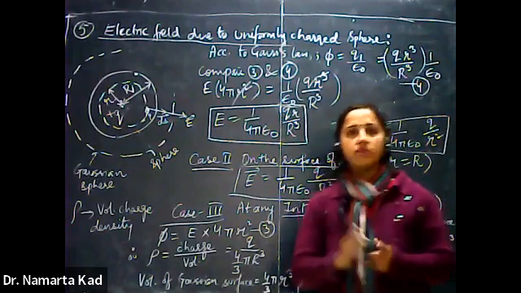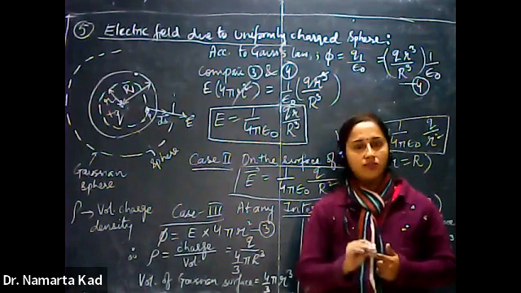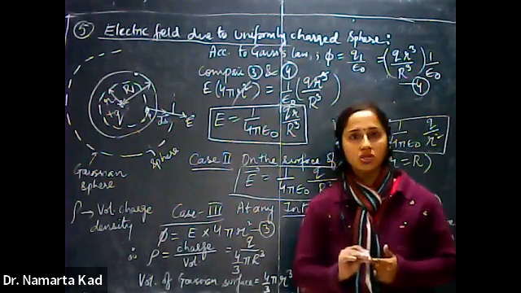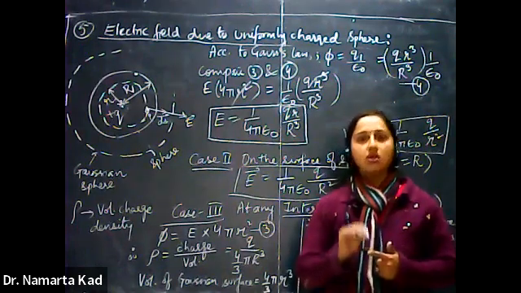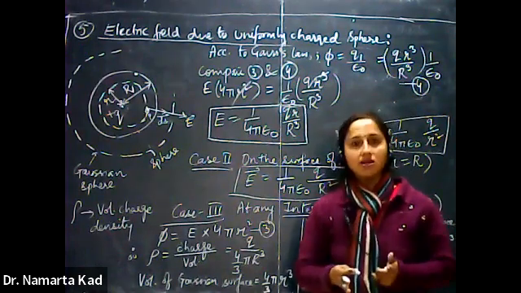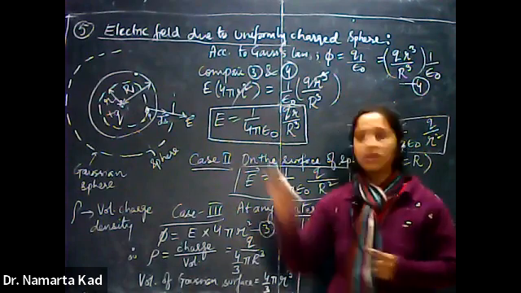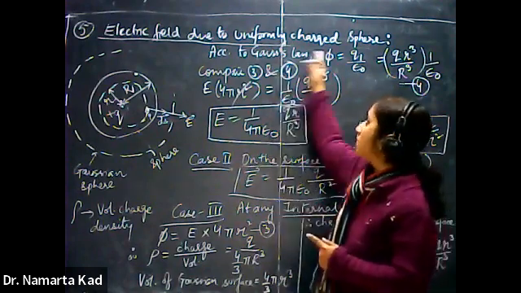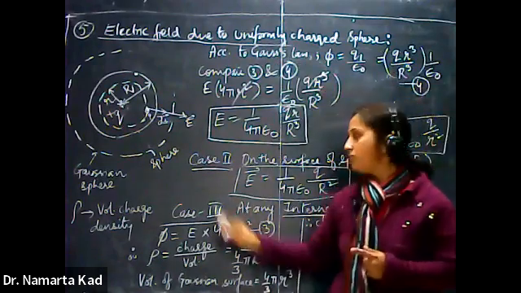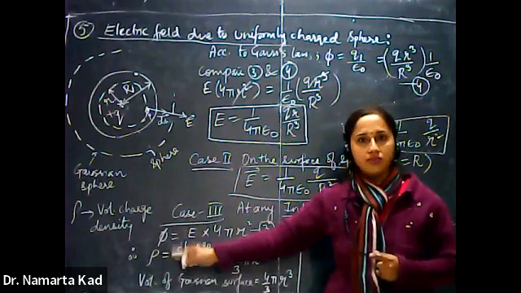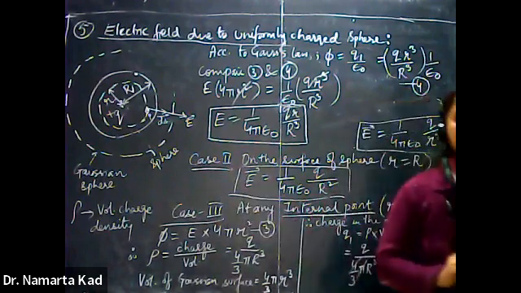So overall, we have covered 5 applications. One with the point charge, second with the linear distribution of charge, third with the surface charge distribution, fourth with two parallel sheets, charge distributed over two parallel sheets, and finally the fifth one, the case of a uniformly charged sphere, that is for the case of volume charge density. So these are the complete 5 applications of Gauss's law.